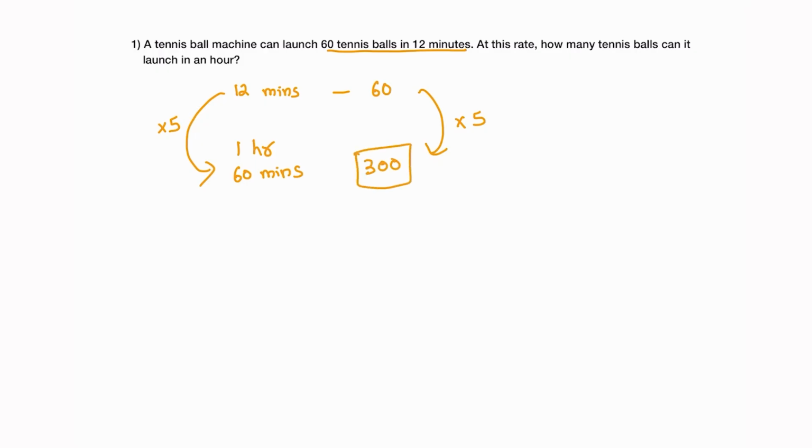Let's begin. A tennis ball machine can launch 60 tennis balls in 12 minutes. So in 12 minutes, it can launch 60 tennis balls. At this rate, how many tennis balls can it launch in an hour? So now here we have 1 hour. 1 hour can be written as 60 minutes, right? 1 hour is 60 minutes. So 12 to 60 is how much? It's times 5. So you do the same thing here, times 5. So it can launch 300 balls, right? 60 times 5 is 300.